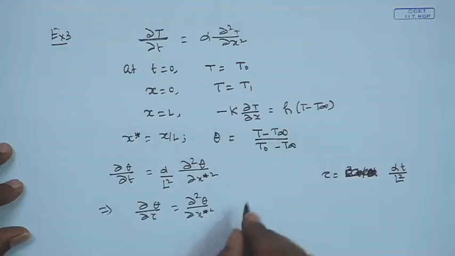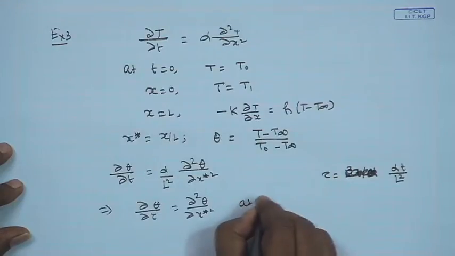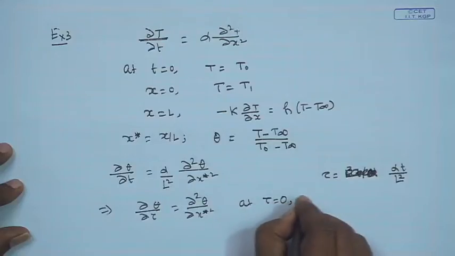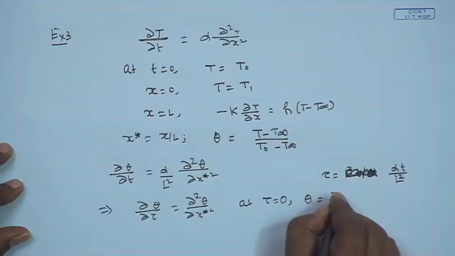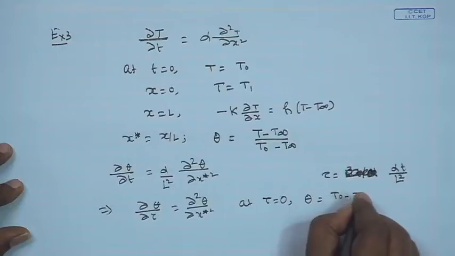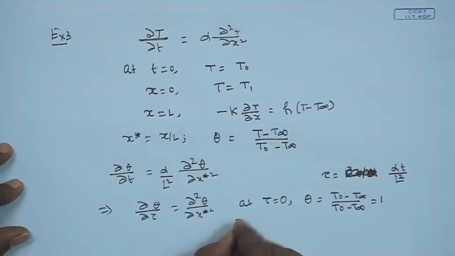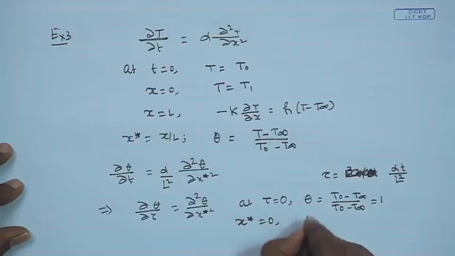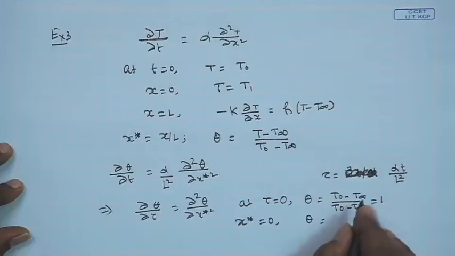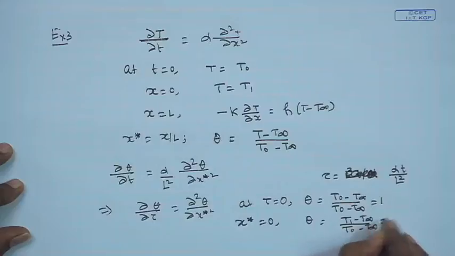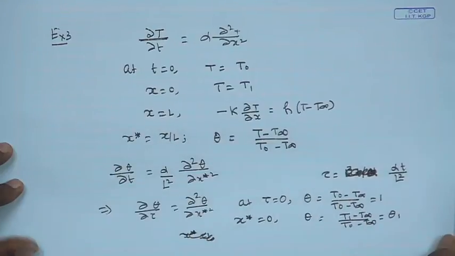Now let us put in the boundary conditions. At tau is equal to 0, which means at t is equal to 0, theta is equal to T naught minus T infinity divided by T naught minus T infinity, that will be equal to 1. At x star is equal to 0, theta is equal to T1 minus T infinity divided by T0 minus T infinity. That will be, let us say, theta 1 naught. And at x star is equal to 1, we have a mixed boundary condition. So I think we will discuss it in detail.